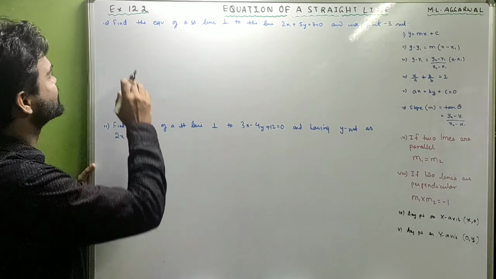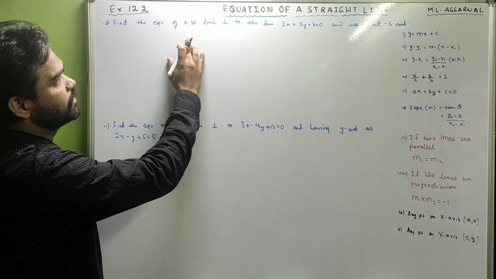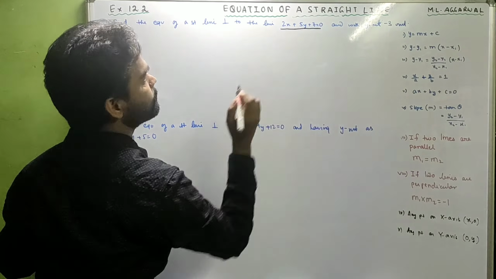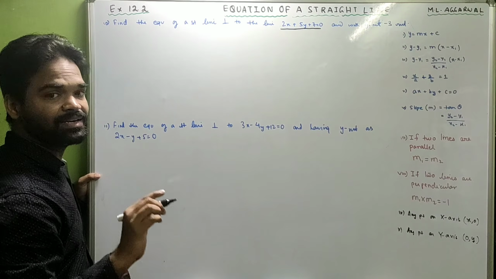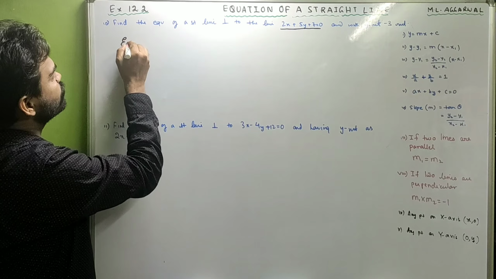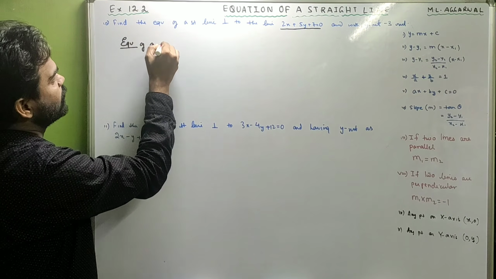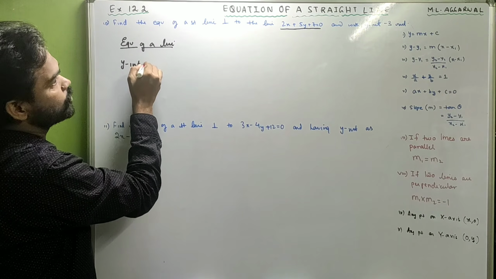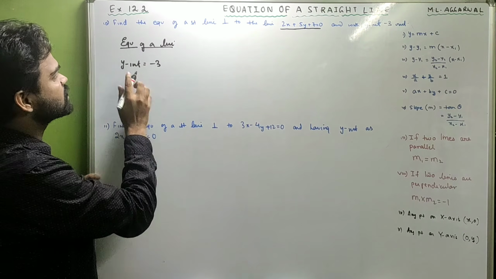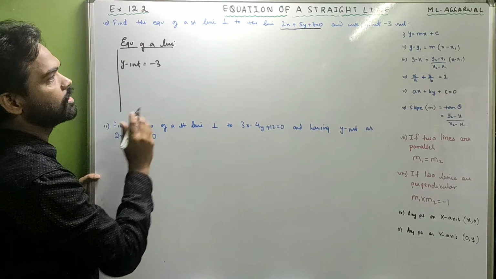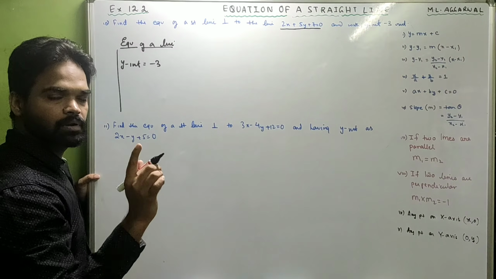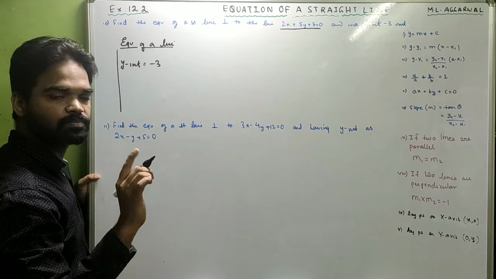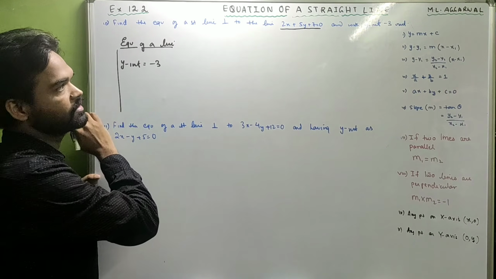Now let us look at the next sum. Now look at sum number 10. Find the equation of a line perpendicular to 2x plus 5y plus 7 equals 0 and with y-intercept minus 3, which means you need to find the equation of a line whose y-intercept is known to you, minus 3, and this line is perpendicular to this line. Now with the help of the perpendicular relation that m1 multiplied by m2 is minus 1, we can get the slope of this line. See how?